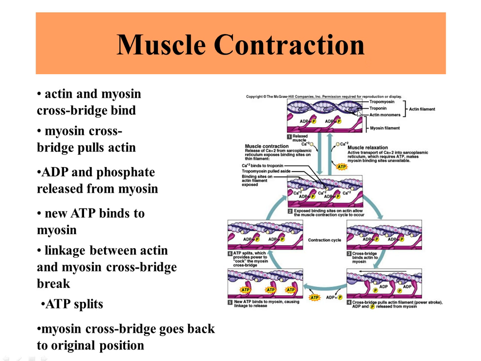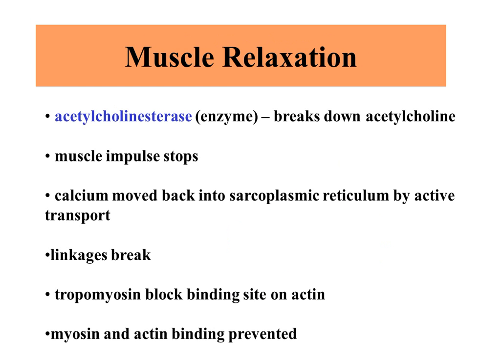As long as you have calcium, as long as you have ATP, you can have more cross-bridging. You have to have the calcium, you have to have the ATP for the cross-bridging to happen. Now, acetylcholine at the neuromuscular junction causes the influx of the calcium that goes across the sarcoplasmic reticulum and the release of calcium. All happens because of acetylcholine.